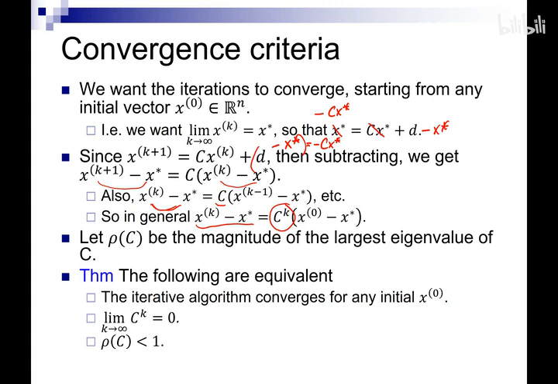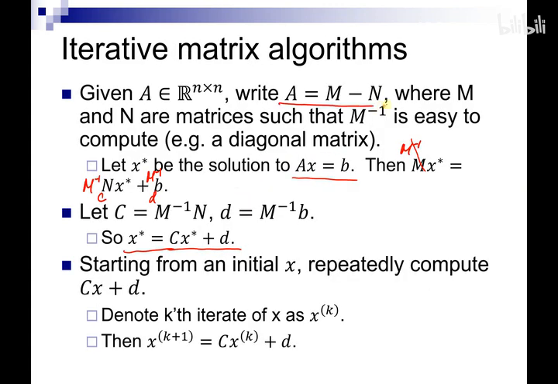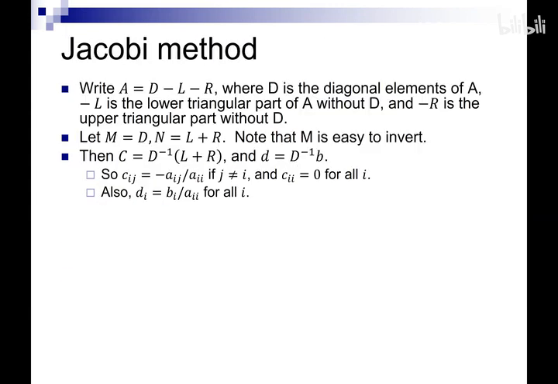Now, we're going to decompose A equals M minus N. But I haven't specified what M and N are. The only requirement is that M inverse is easy to compute. But there could be different M's where their inverses are easy to compute. So which M and N are we going to use? Depending on the M and N you use, we're going to have different iterative algorithms.